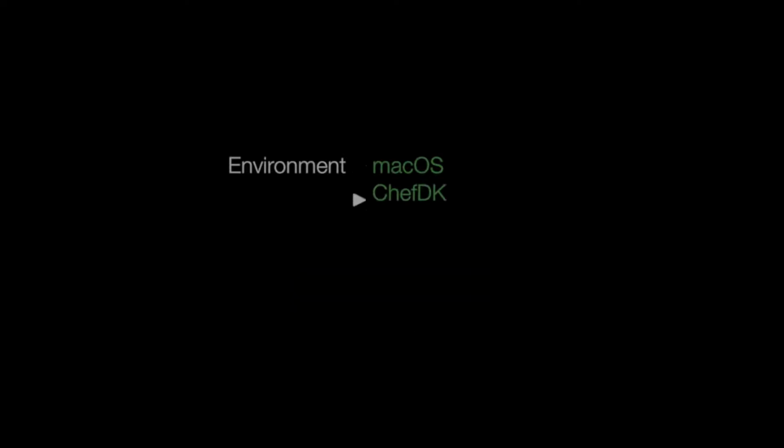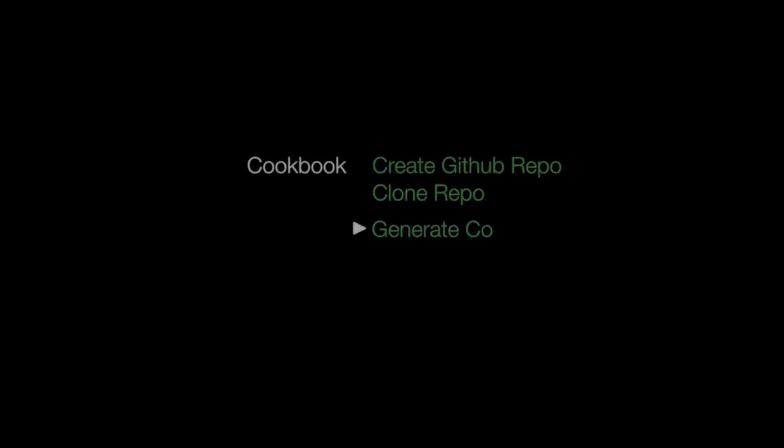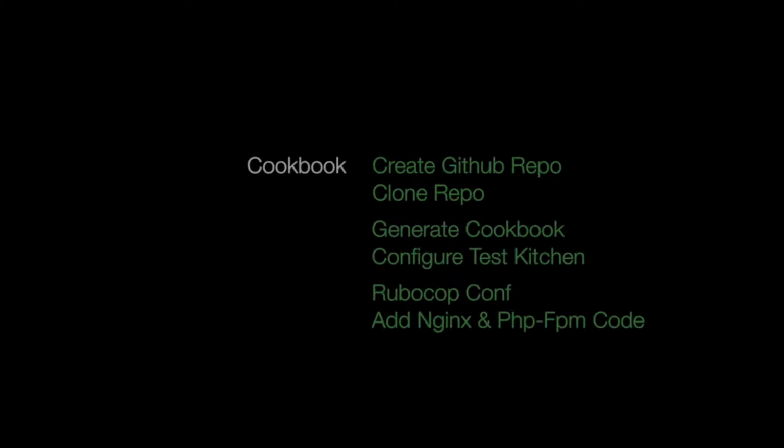My local environment will be macOS with ChefDK, Docker, Kitchen Docker gem, Amazon Linux container, and I'll be using JetBrains RubyMine as my IDE. First, we'll start with creating a GitHub repo for our example cookbook, generating a cookbook skeleton, then adding some basic cookbook configurations.